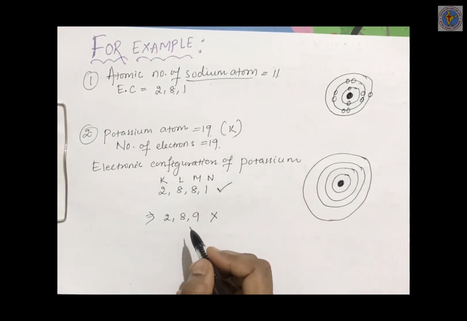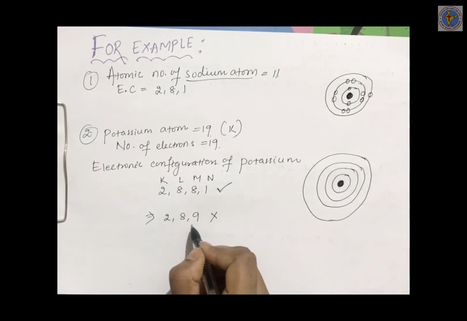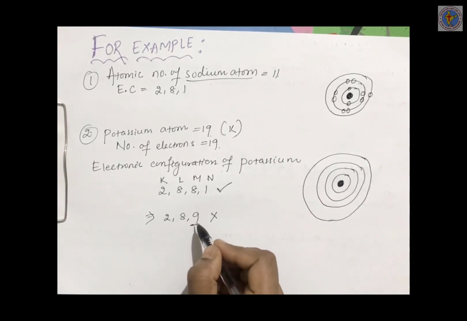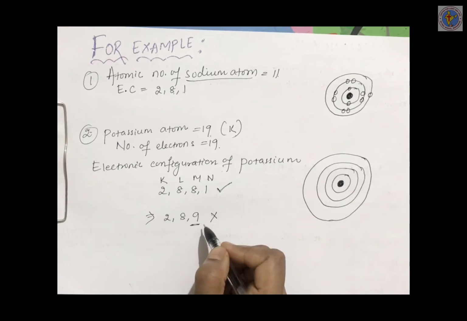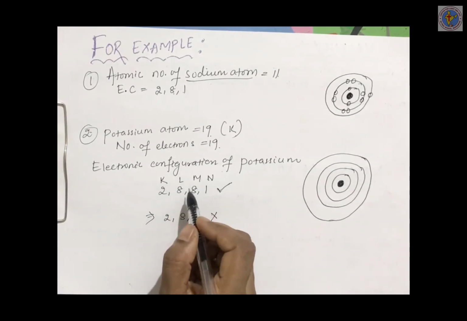The reason is that in the Bohr-Bury scheme, one rule is that the outermost shell should not contain more than 8 electrons. Here this is the outermost shell and it has 9, that means more than 8 electrons. So this is wrong. You should write like this. This is the correct form of writing the electronic configuration of potassium.